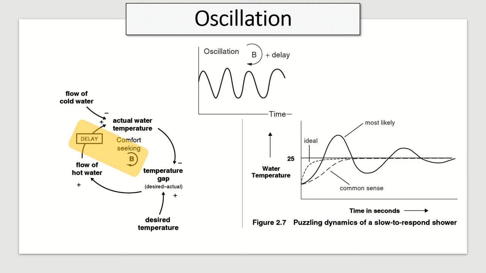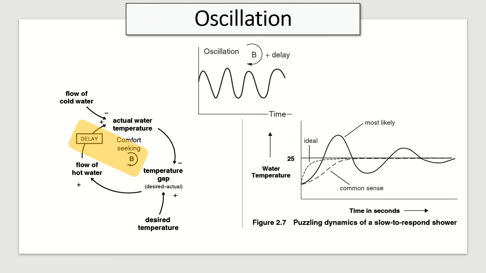If I could somehow anticipate that delay, if I could say, I'm going to turn this not quite as much as I think I need to, anticipating that eventually I'm going to get that water, I might be able to move from an oscillating trajectory to a trajectory that oscillates a little bit and settles out, maybe even to a trajectory which rises quickly to the temperature I want. I still have to wait maybe a little bit, so maybe it's going to be more like this one, the common sense one here. So there might be a little bit of a delay, but at least I don't get those oscillations.